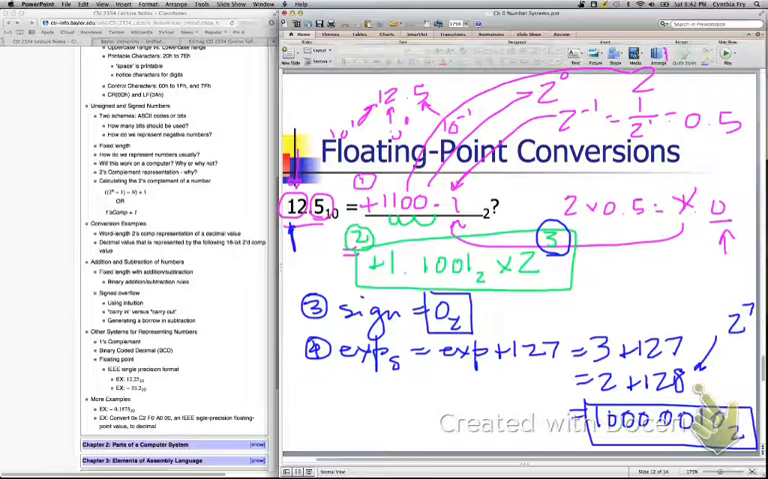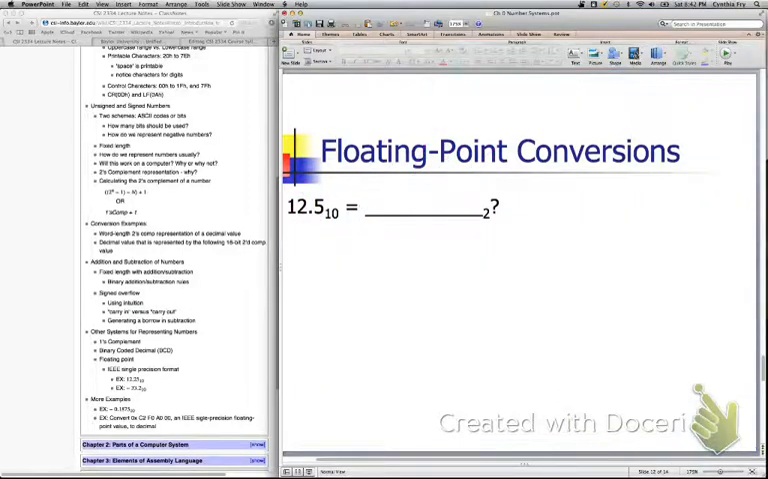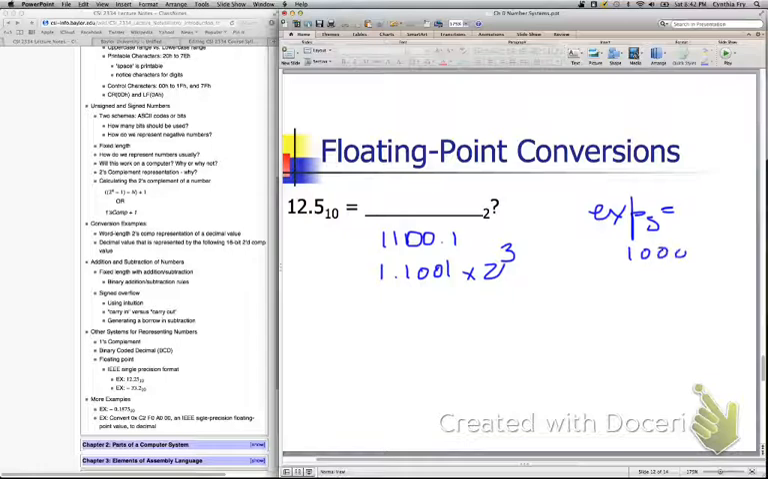Let's see if I can recoup some of this. Let's say 1.1001 times 2 to the 3rd. We knew that my exponent stored was 128 plus 2. Okay, 3 plus 127 is 130. 128 plus 2 is also 130. So my exponent stored looks like this. Sign, let me just write this. I'm trying to give myself a little bit more room.